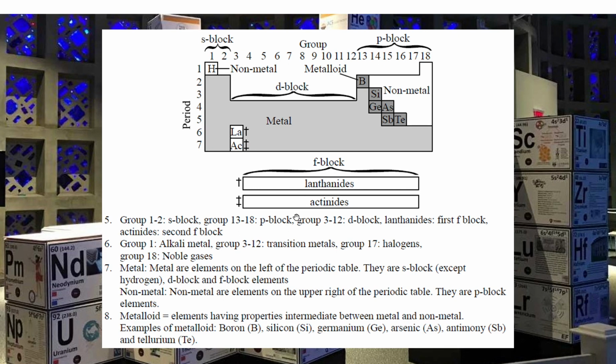And then metals and non-metals. Metals are elements on the left of the periodic table, so they are S block, D block and F block elements. Non-metals are on the upper right of the periodic table, they are P block elements. And metalloids are those between them, intermediate between metal and non-metal. For example, boron, silicon, germanium, arsenic, and so forth.